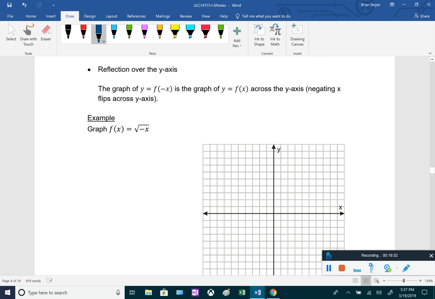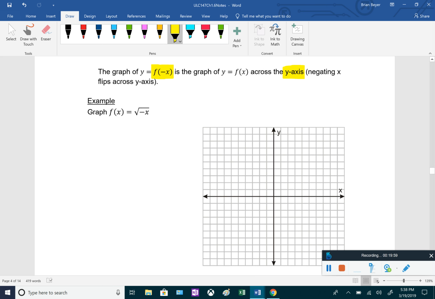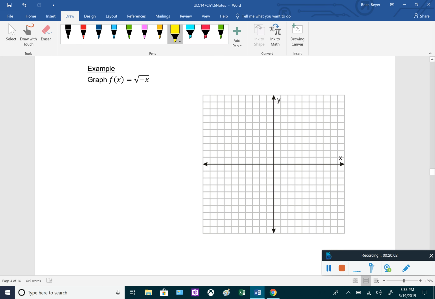Okay, for the next thing, that was a reflection over the x-axis. For a reflection over the y-axis, this time if we negate the x values, so if x is negative, it's going to be the graph of f of x reflected across the y-axis. For this one, you can say if you're negating the x, you flip it across the y-axis. So for example, let's graph f of x equals the square root of negative x. Once again, let's identify the basic function. There's a square root here, so our basic function is just going to be the square root of x.